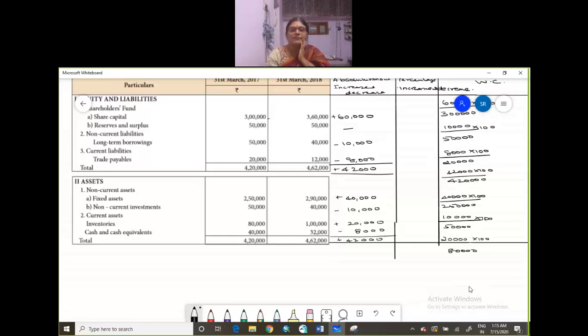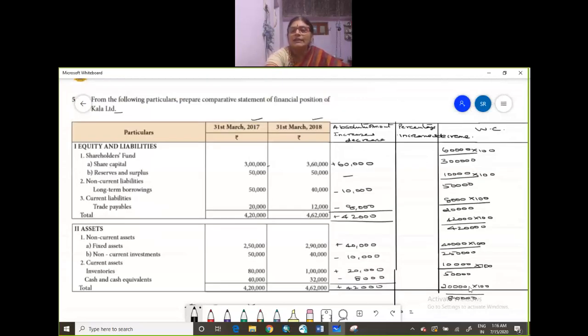Then let us come to your cash and cash equivalent. 40,000, your decrease is 8,000. First year balance is 40,000 into 100. Finally, you have your total assets 42,000, it is increased, and in the beginning of the year it was 4,20,000 into 100. Okay, guys, now let us calculate the percentage.